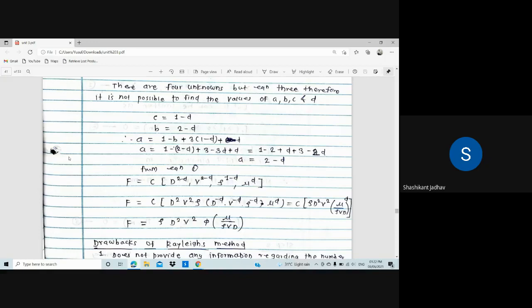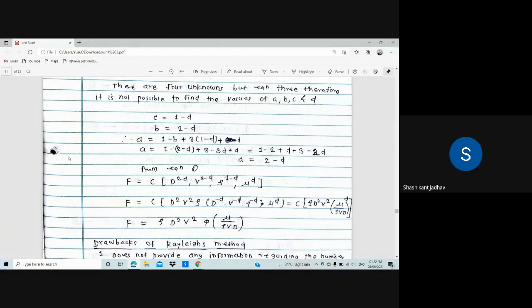From equation 1, whatever the values of a, b, c, d we get, we have to put those values. So F is equal to C into rho raised to, what is the value of a? That is 2 minus d. Then what is the value of b? That is 2 minus d. Then what is the value of c? 1 minus d, and mu raised to d.